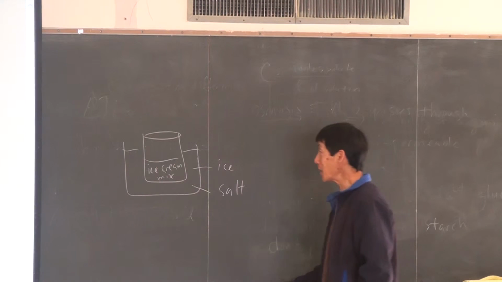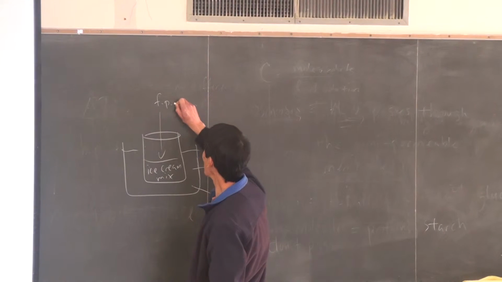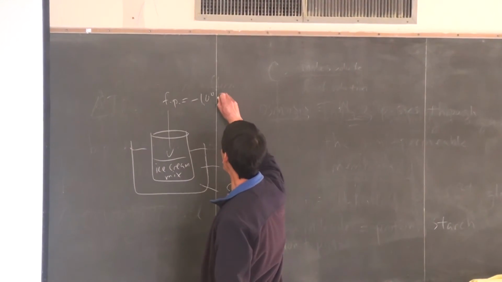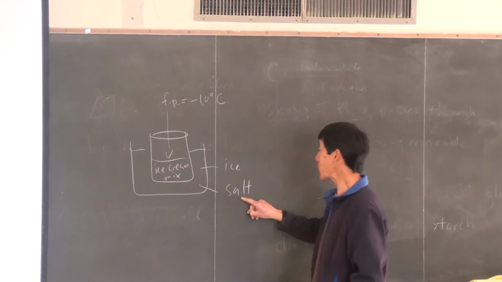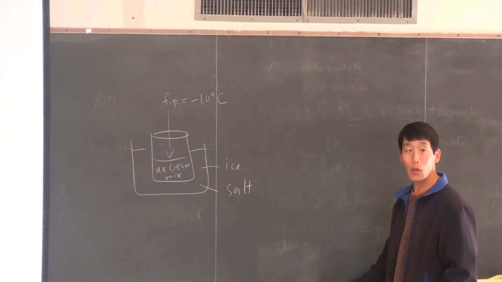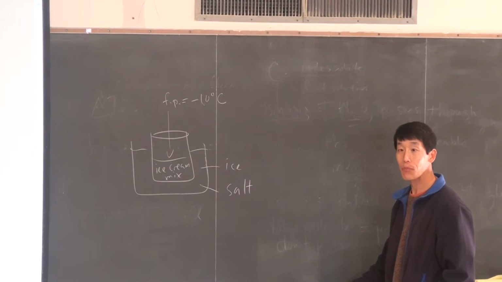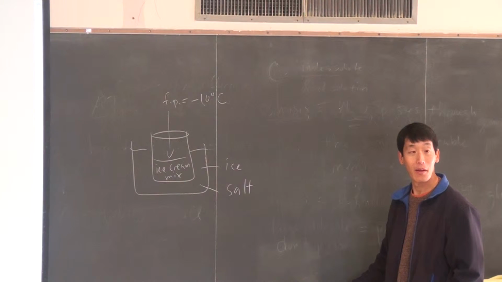Okay, so again, let's just assume that this has a freezing point of minus 10 degrees. Do we want this salt ice mixture to have the same freezing point or a lower freezing point than minus 10 degrees? Almost the same.